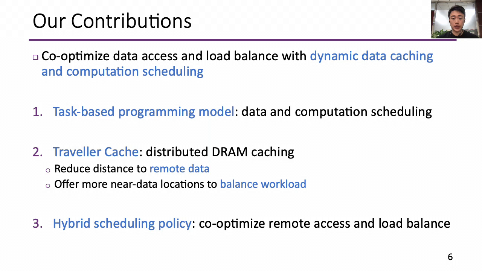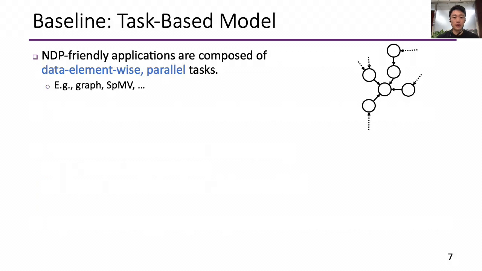In our work, we try to co-optimize the two issues with dynamic data caching and computation scheduling. We adopt a task-based programming model for more flexible data and computation scheduling. We propose a distributed DRAM caching scheme called Traveler Cache to reduce remote access distances and offer more near-data locations for scheduling. Then we propose a hybrid scheduling policy that considers both remote access and load balance. First, let's take a look at the task-based model.